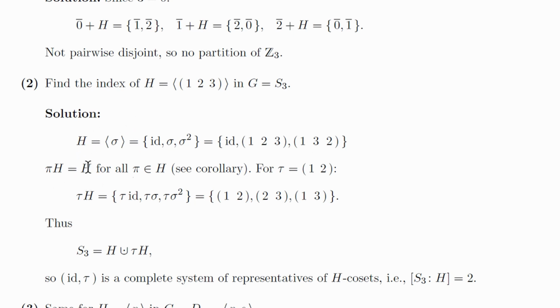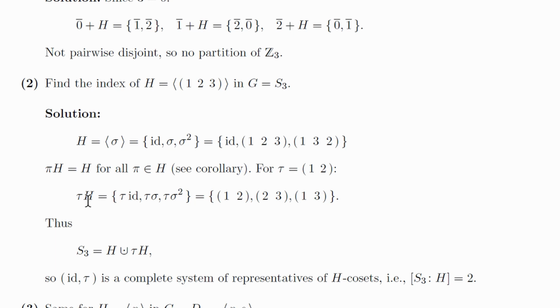Now then, for all permutations in this group, I get no new coset. So if I take the coset of pi, where pi is any element of this subgroup, with respect to H, I end up with H itself. We proved this, or we saw that this was a corollary to the lemma we proved in the lesson. So I need to take an element that is not in here, for example this transposition (1 2).